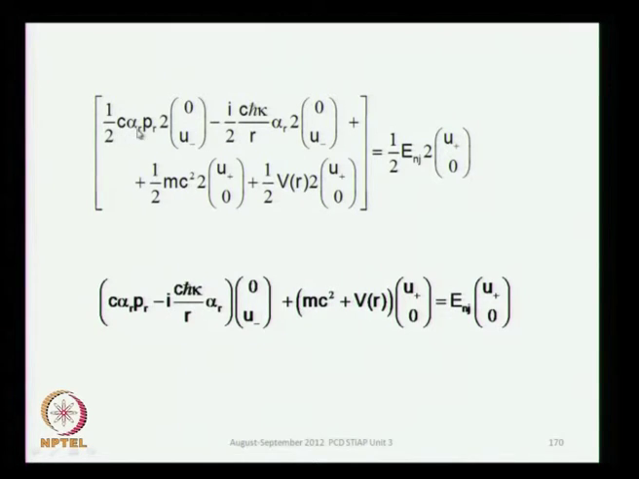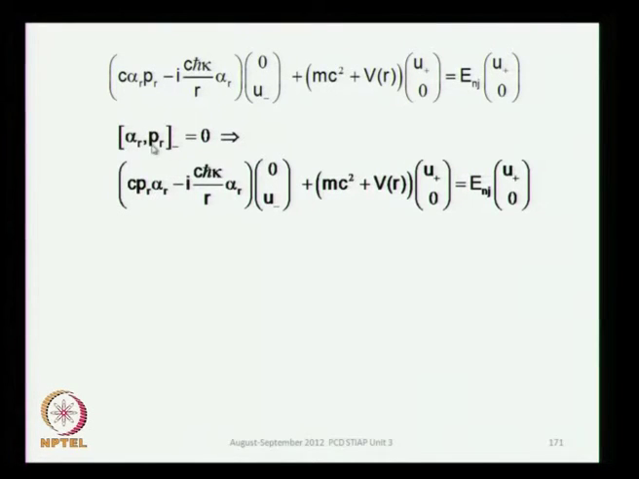Now the 2 has dropped off, and you have this c alpha r p r coming from here, and then you combine it with this minus i c h cross, the 1/2 has gone. So, minus i c h cross kappa over r times this alpha r, and these are the common factors which pre-multiply the matrix 0 u minus, which is here, and then you have similar 2 terms which you can combine for u plus 0. Okay, that is good.